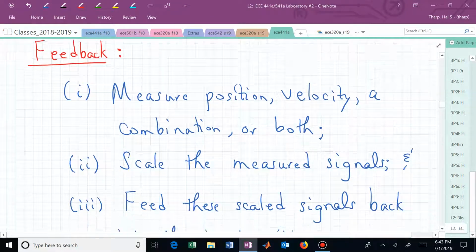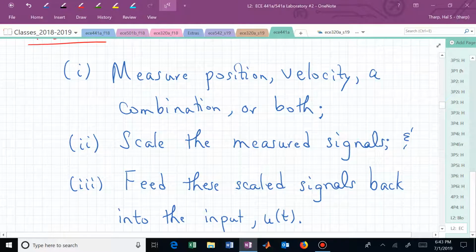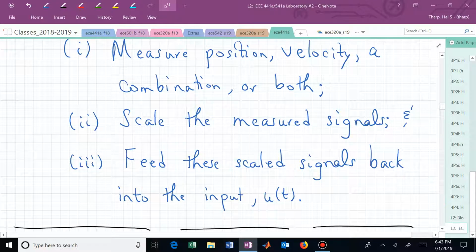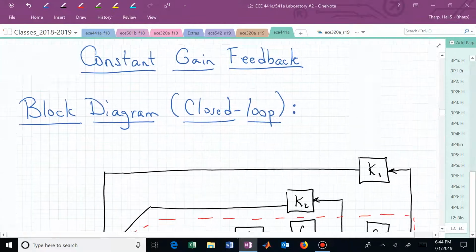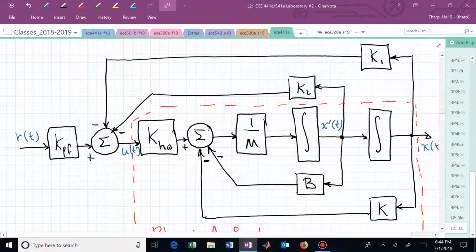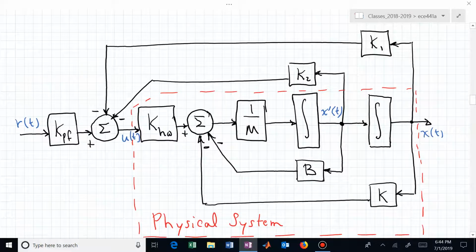We can then use feedback. We'll measure the position or the velocity, or some combination, or we could measure position and velocity independently. We can scale whatever signals we've measured, and in this particular lab number 2, we are going to just scale those with a constant, and we'll feed those scaled signals back into the input U. We're using constant gain feedback in this lab. Here's now the block diagram of that.